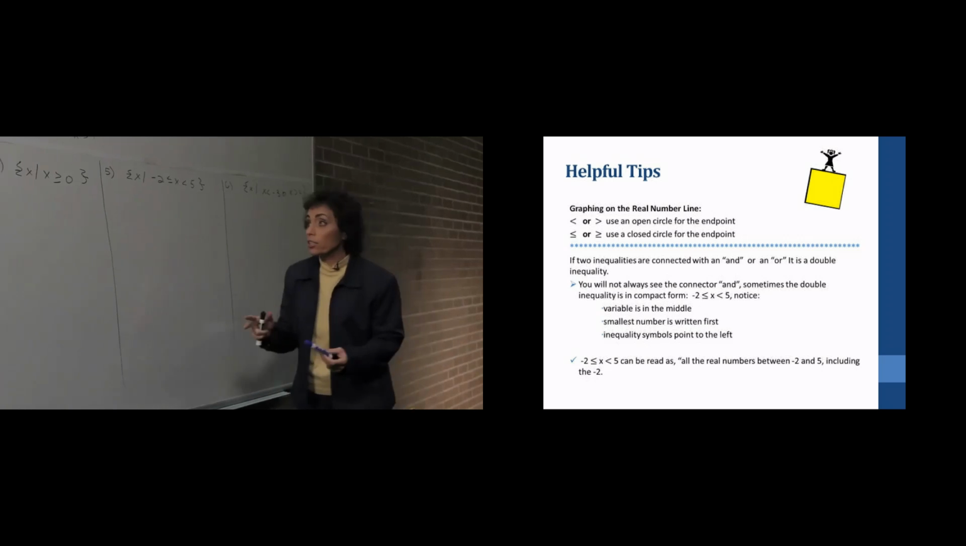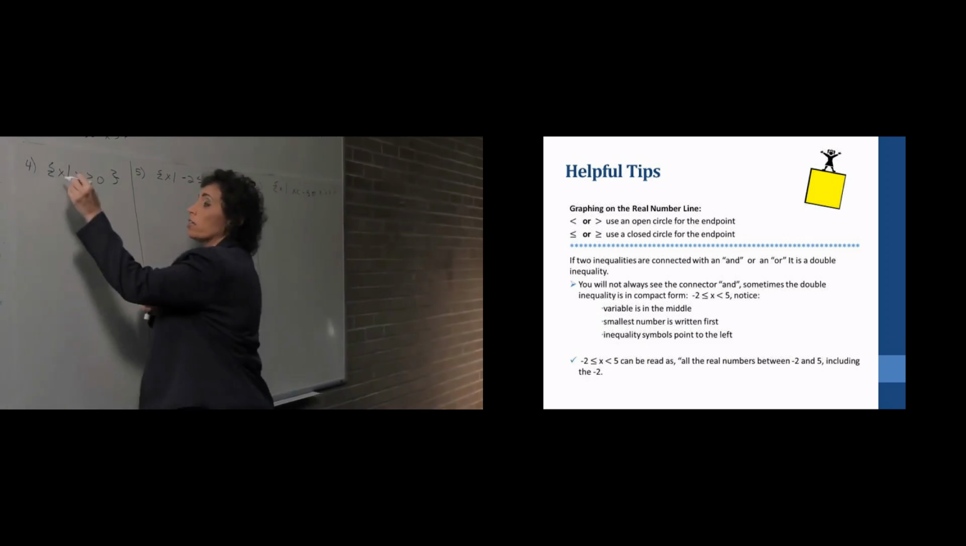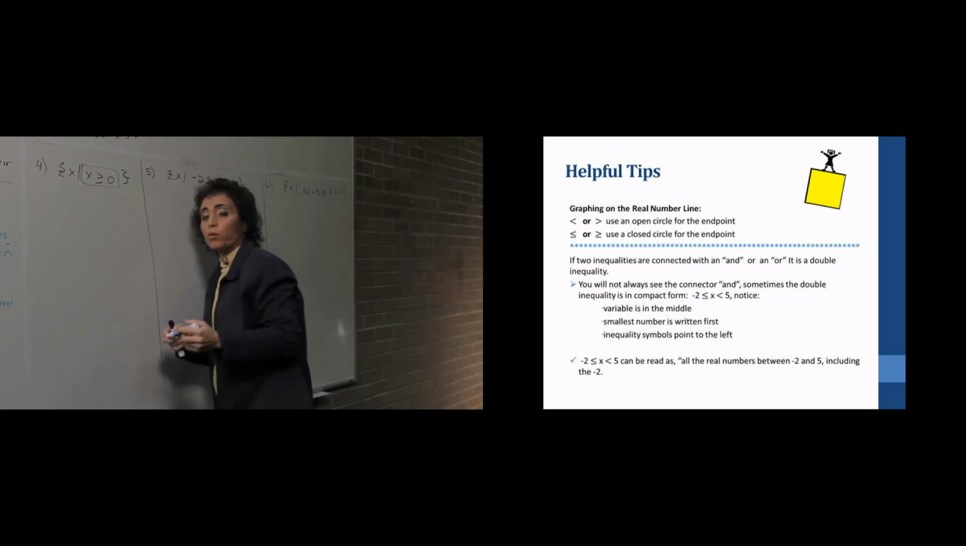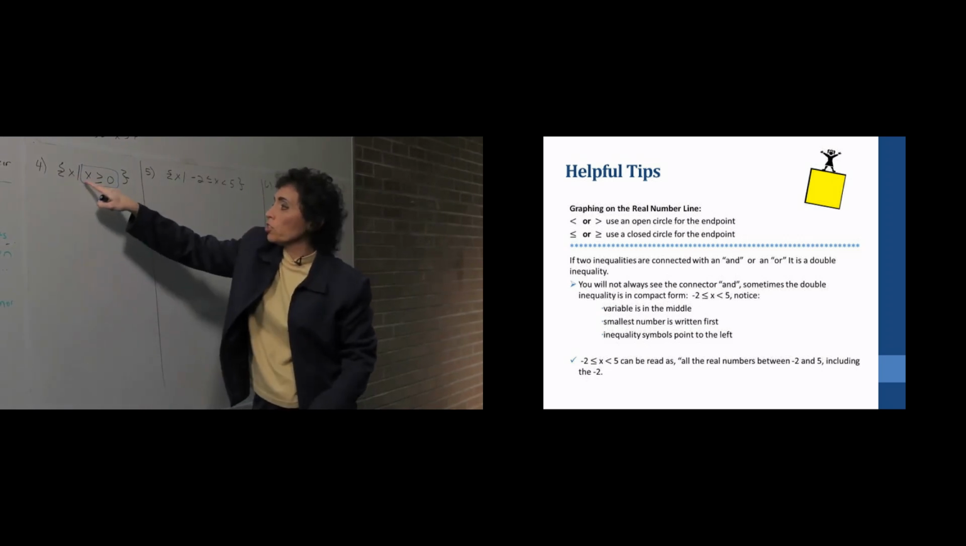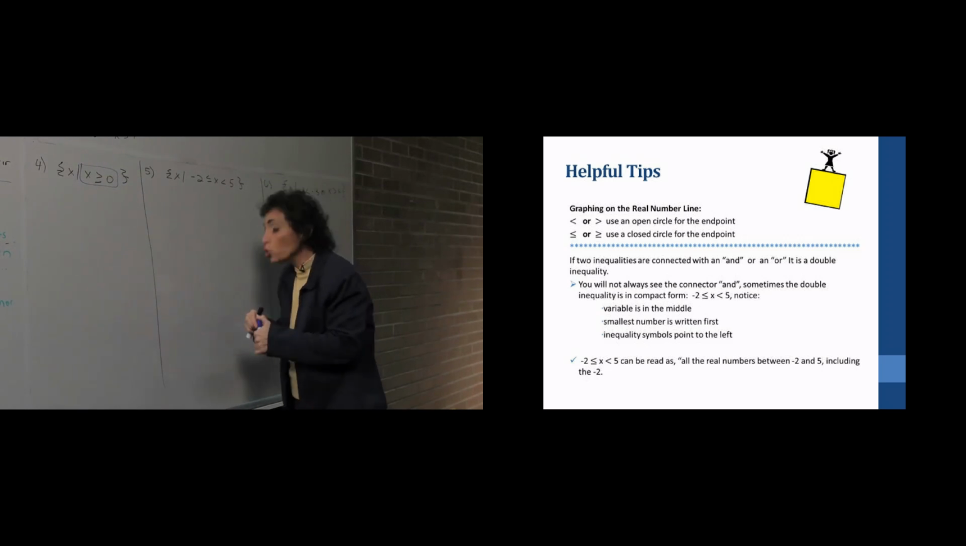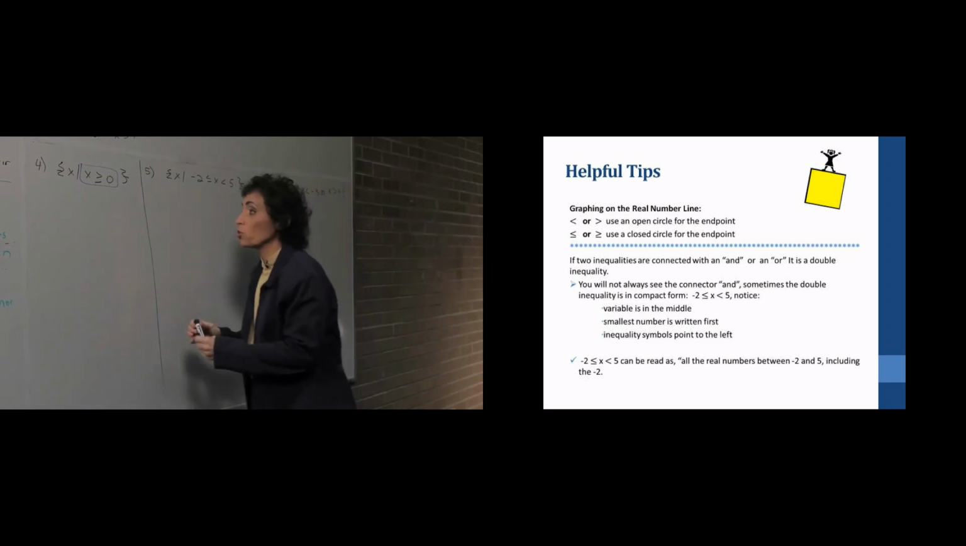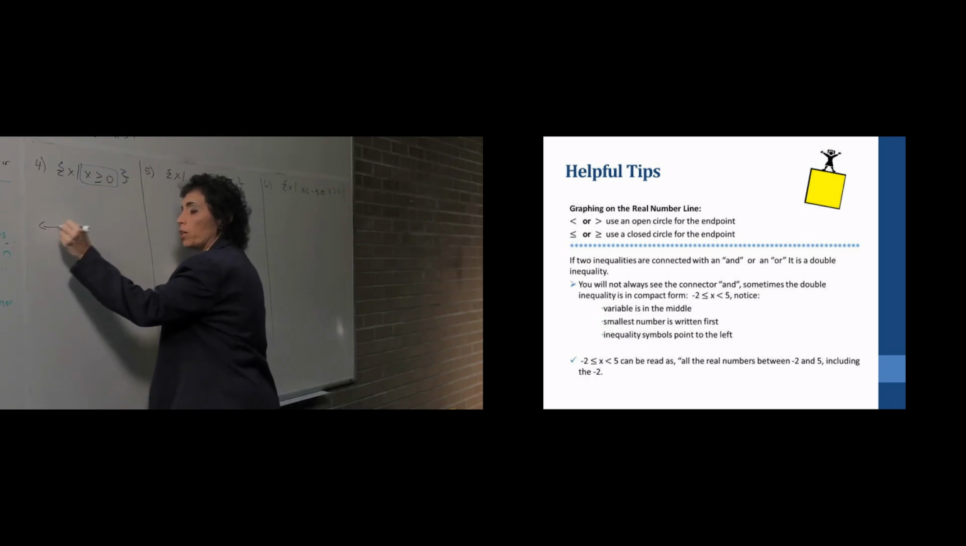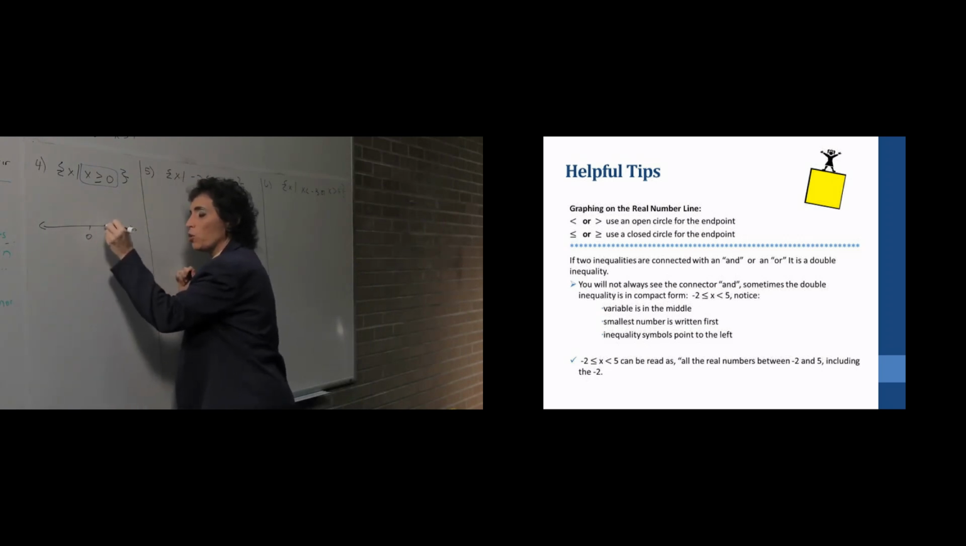All right, let's take a look at 4. Again, the condition, x is greater than or equal to 0. All the real numbers such that my real numbers are greater than or equal to 0. So I'm including the 0 here. So it's going to be a closed circle. So here we go. Remember, as you go to the left, you get less.